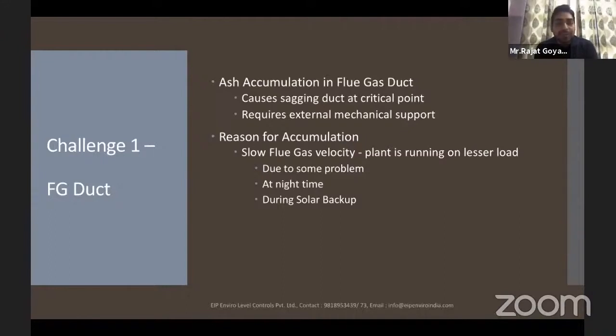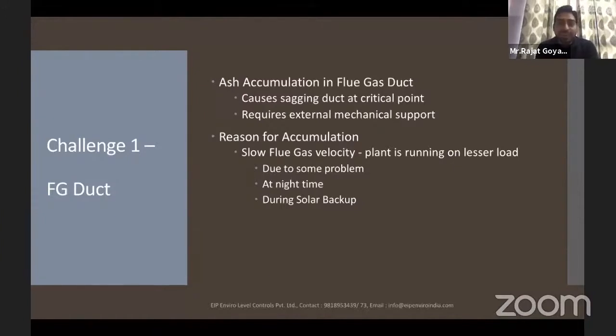In plants with a capacity of 500 and above, the ash traveling from boiler to ESP through the duct has very low velocity when the plant is not operating at full load. Because of this, ash accumulates in the FG duct. The duct is 7 meters high and the accumulation was around 4 to 5 meters, and because of it the duct sagged. In some plants it was observed to be around 400 to 500 mm.